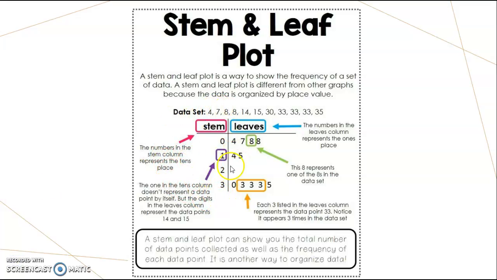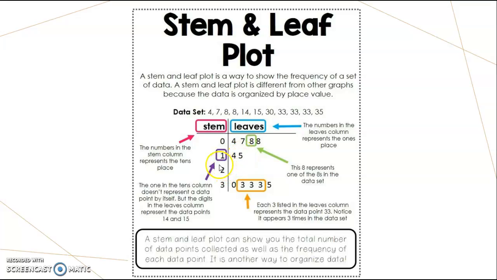On the left side of the plot, we have our stem. So this right here is our tens place. The stem column represents our tens place value. And on the right, we have our leaves, and this represents our ones place. So, Ray, when we have a 0 in the front, that means that our ones is 4, 7, 8, and 8. If we have a 1 in the stems place, that means that this is considered 14, and this is 15.